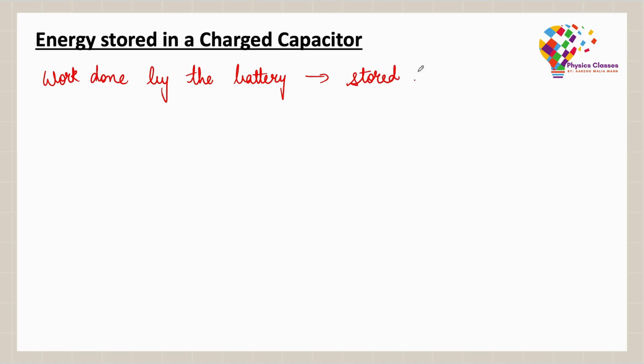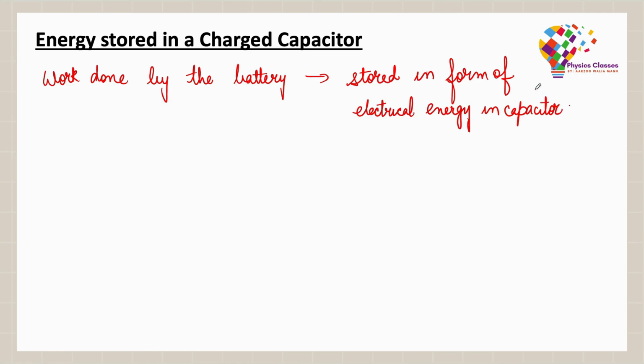You can say it is stored in the form of electric field or electrical energy inside the capacitor. And it will definitely use this energy whenever you are using your capacitor. So in your mobile phones, when I started this video, I told you that your mobile phone charger has a capacitor. That is simply to store the electrical energy.